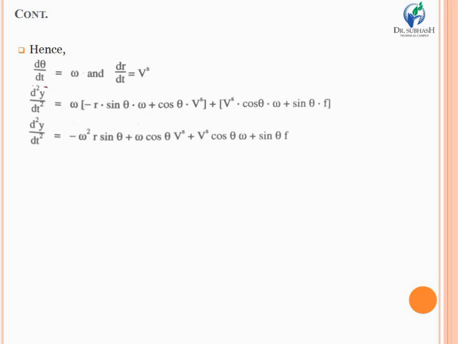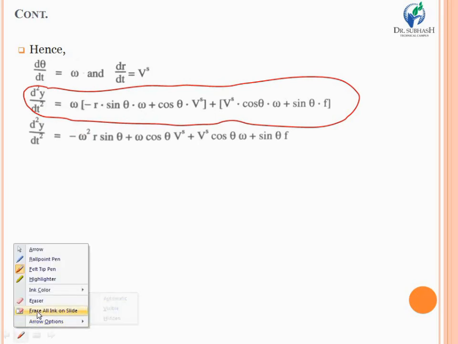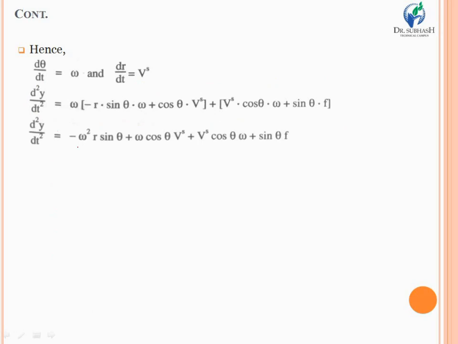So ultimately your equation will become d²y/dt² equal to ω in bracket (−r sinθ) plus (ω cosθ) into vs, that means sliding velocity, plus bracket vs cosθ plus ω sinθ into f. By further simplification, you can have the relation for d²y/dt² equal to −ω² r sinθ plus ω cosθ vs plus vs cosθ into ω plus sinθ into f.